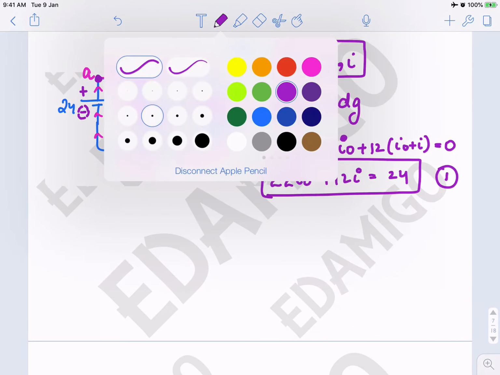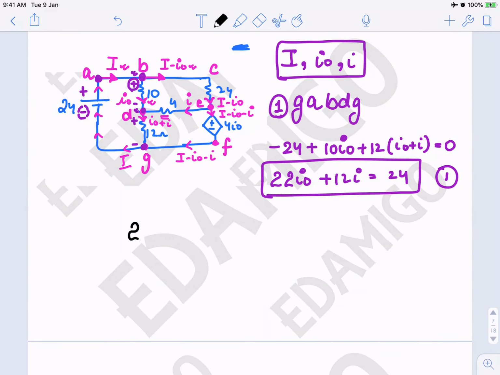Now let me take black color. Okay, second loop for second equation. I can have any other loop also. So let us say the loop which will give me a simple equation is F to G, G to A to B, B to C, and then F. So the outermost loop is F to G, G to A to B, B to C, and C to F. Now F to G is 0.